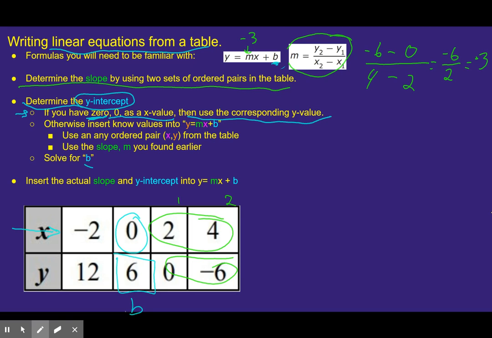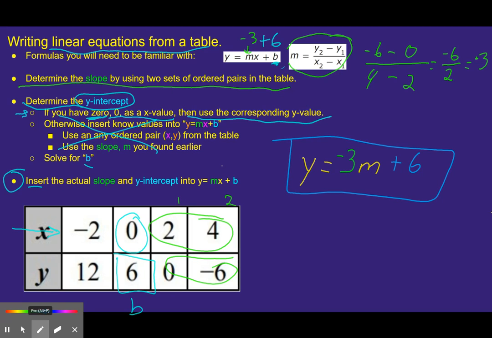So right off the bat, you can go ahead and put your y-intercept right there. That's a +6. And now you can skip this part and just go straight to the bottom, where you insert the actual slope that you came up with into the equation. Here you have your -3 for your slope and your +6 for your y-intercept.